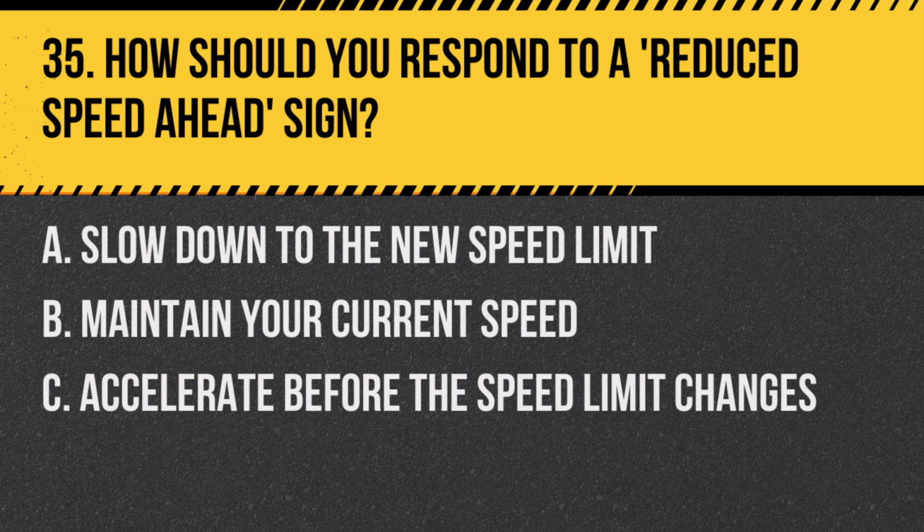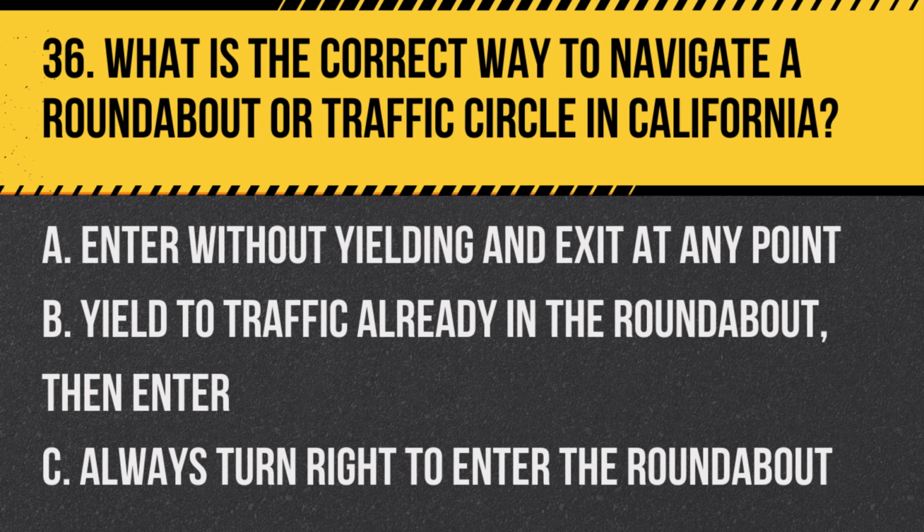A. Slow down to the new speed limit. B. Maintain your current speed. C. Accelerate before the speed limit changes. Answer: A. Slow down to the new speed limit. A reduced speed ahead sign indicates that a lower speed limit is coming up, and drivers should begin to slow down accordingly. Question 36. What is the correct way to navigate a roundabout or traffic circle in California?